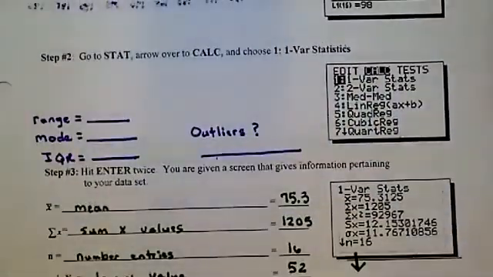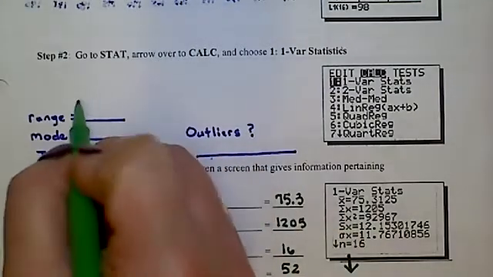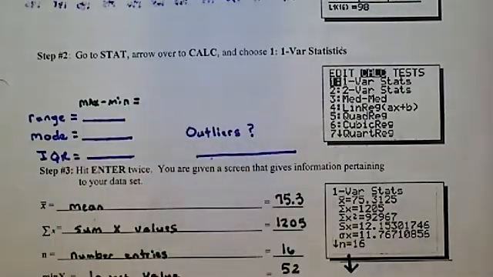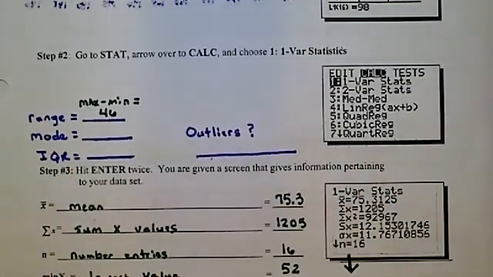So let's try to figure out the range. The calculator is not going to tell you the range, but you can figure that out if you take your max minus your min. So our highest value was 98, and we'll subtract our lowest value, which was 52. So we have 46.